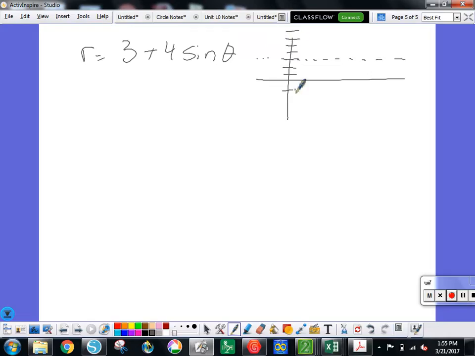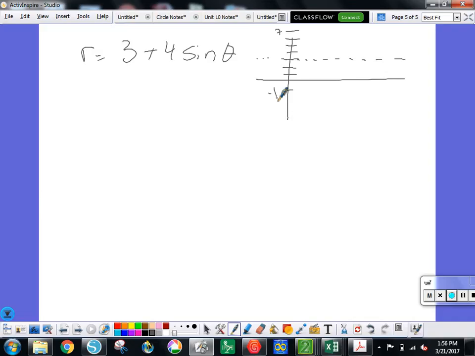So the highest I'll ever be is 7, and the lowest I'll ever be is -1. And that makes sense because the highest sine will ever be is 1, so 4 times 1 is 4, and 4 plus 3 is 7. The lowest sine will ever be is -1, so the lowest will ever be is -4. -4 plus 3 is -1. Does that make sense where that comes from?